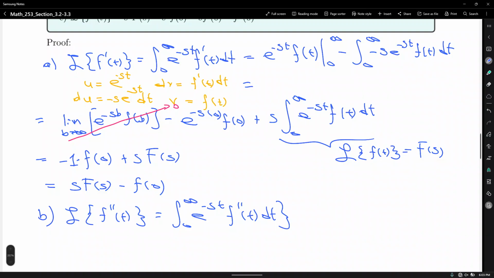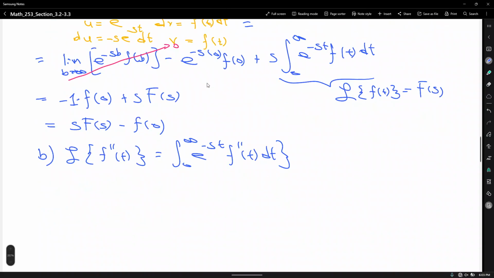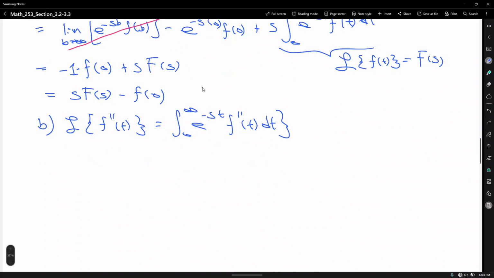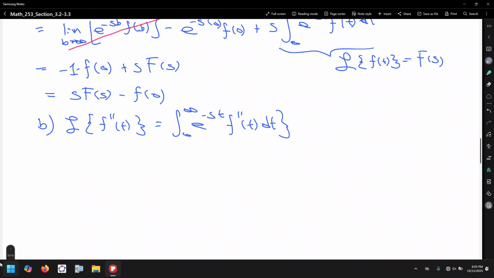Somehow you will end up with the integral of e to the negative st, but f prime first. But didn't we already have the result from the previous part? So you can get these results recursively, iteratively. I don't know if that's an actual word, I just made it up. I mean, different iterations.